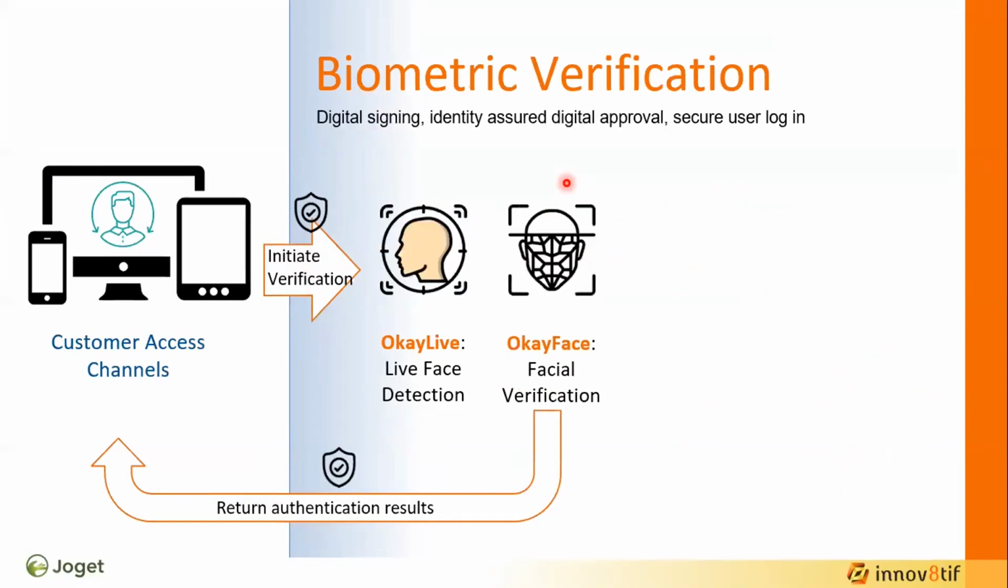Moving on. As you can see from here, due to it being compartmentalized into components, you can implement things like biometric verification on its own. For things like digital signing, identity-assured digital approval, and secure user login, you can implement biometric verification. Simply take a selfie and it can verify the process for you.